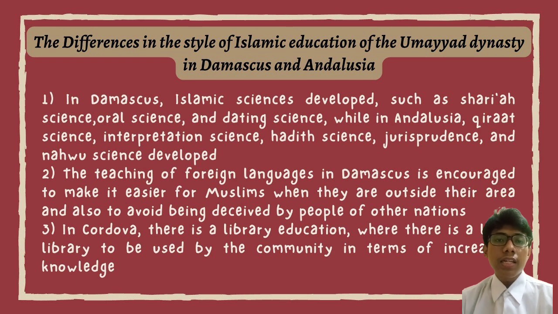And then, the teaching of foreign language in Damascus was encouraged to make it easier for Muslims when they are outside their area, and also to avoid being deceived by people of other nationalities. So in Damascus, the teaching of language is tightened, whereas in Andalusia, which incidentally has entered European territory, it is no longer as strict in terms of language teaching. Okay.